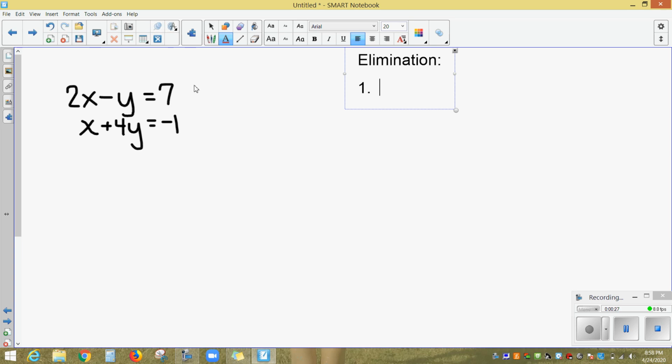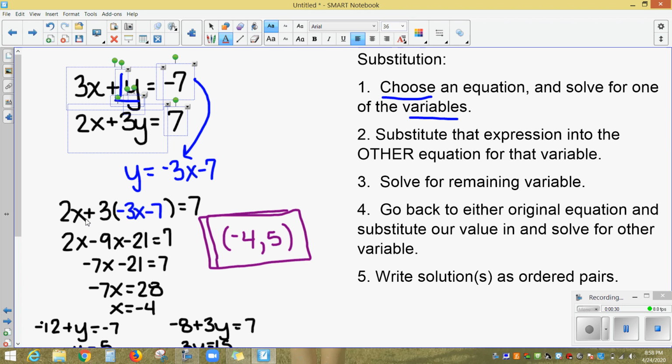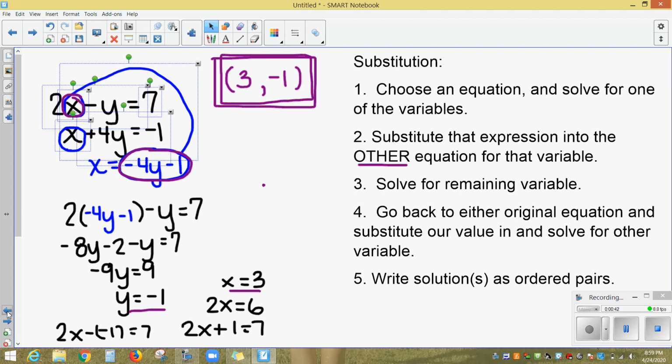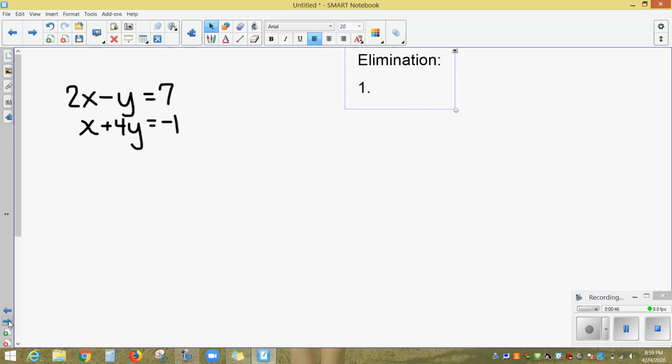Now, when we used substitution, we got that done by rearranging one of the equations and substituting an expression into the other equation so that we only had x's or we only had y's. So our goal is the same in the long run, and that's to create an equation with only one letter. We're just going to take a different approach.